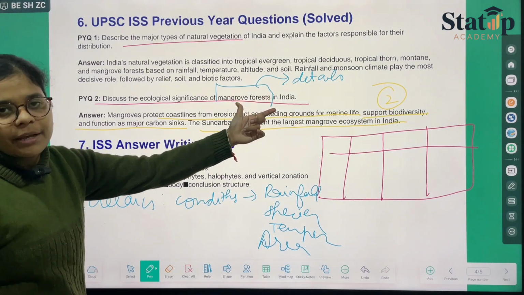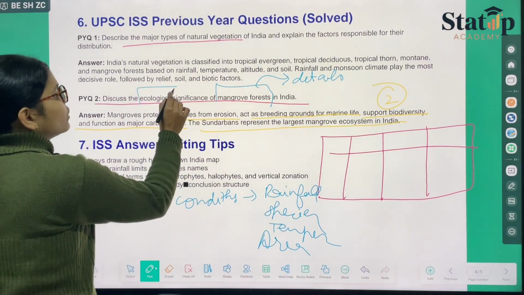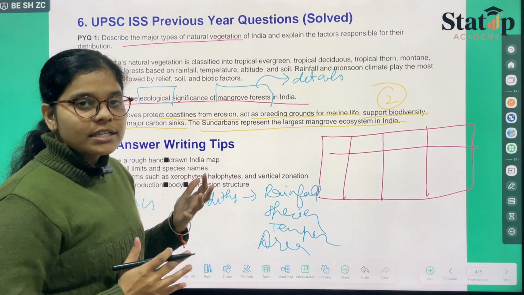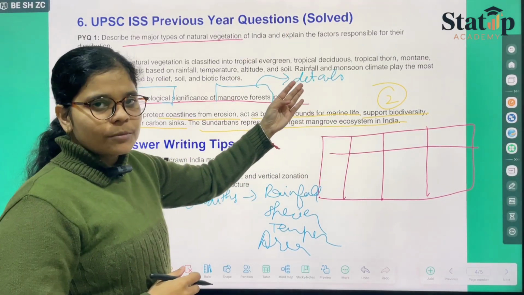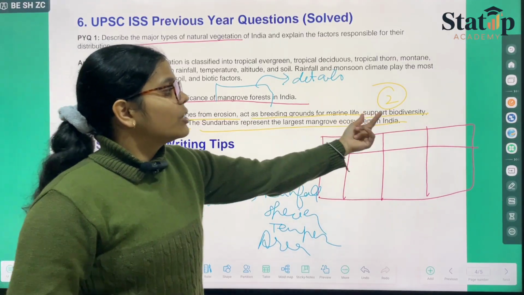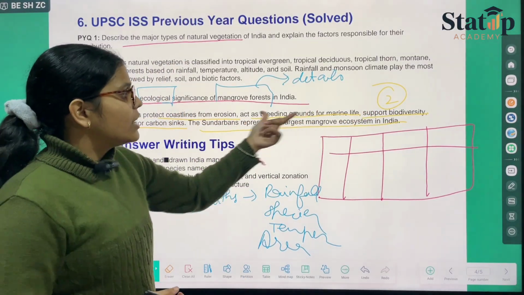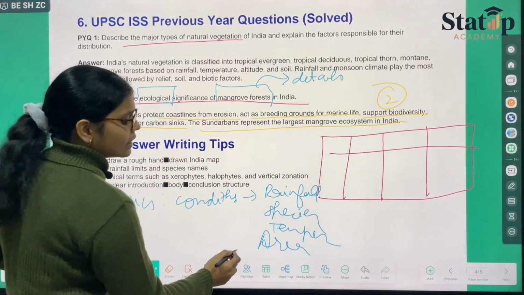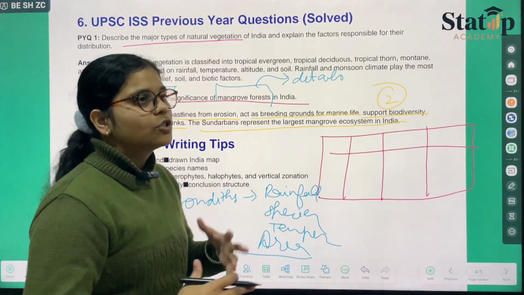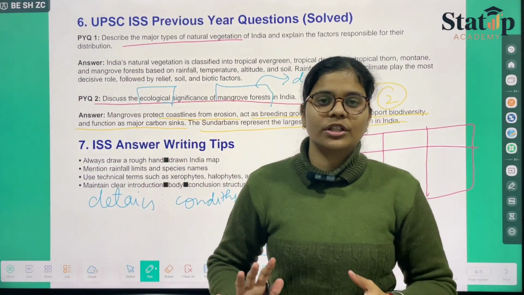Firstly, you will explain what mangrove forests are. Then you will come to ecological significance. You need to explain what ecology means and how it has its significance. So those four factors you can mention. Another factor you can mention is supporting biodiversity. And if you need any of these factors, you can also mention them. Next, you also need to mention the area where such forests are found. So this is how you can basically answer the question that is asked.